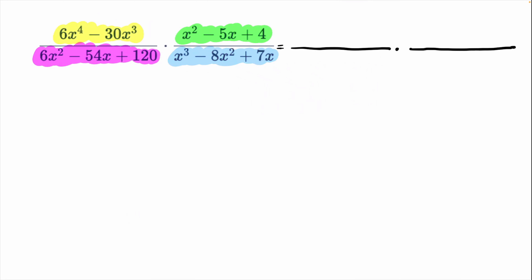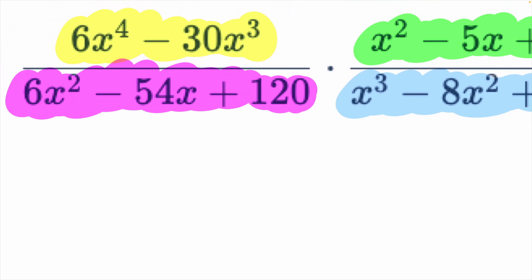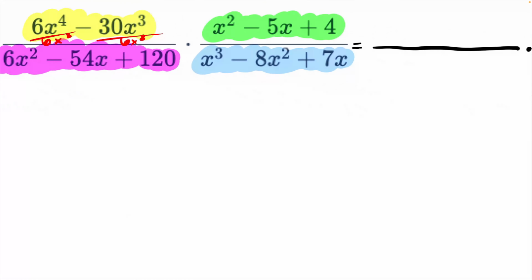Go color by color. Let's start with the yellow. Yellow is a binomial. So start with a GCF. Does have a GCF. 6x to the third power. 6 divided by 6 is 1. If I take away 3, I have x minus 5. Not x minus 5 is not difference of squares, so I'm done with the yellow.